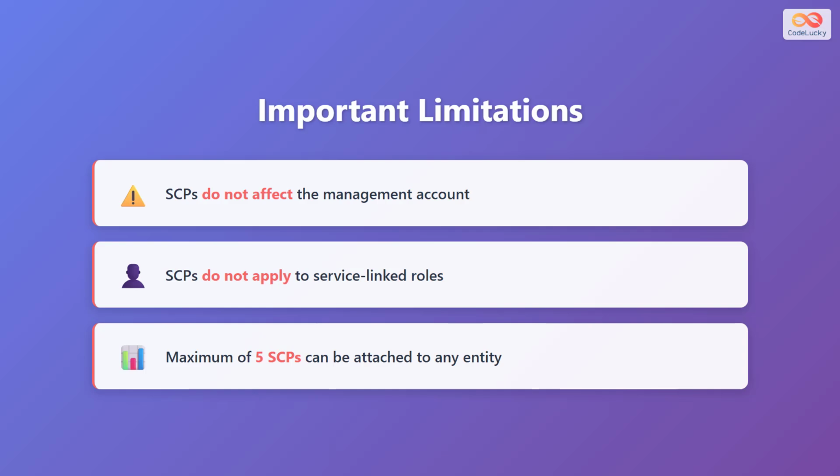SCPs have important limitations to be aware of. First, they do not affect the management account of your organization. The management account has unrestricted access regardless of SCPs. Second, SCPs do not apply to service-linked roles, which are automatically created by AWS services. Finally, you can attach a maximum of 5 SCPs to any single entity, whether that's the organization root, an OU, or an individual account.